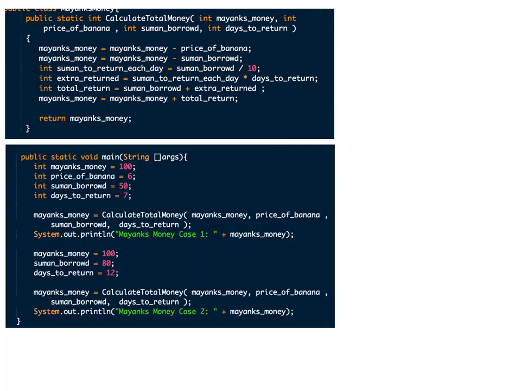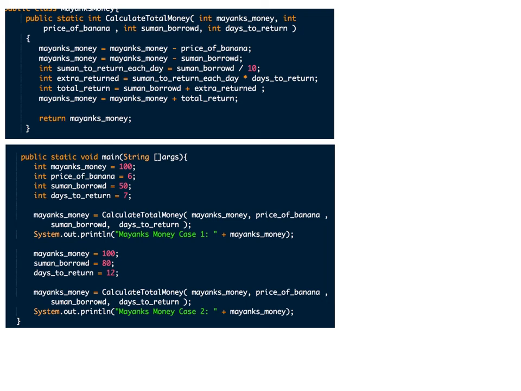And we can absolutely call it in various ways. In one example, you see 100, 6, 50, and 7, which is my money 100, price of banana 6, borrowed was 50 and days to return was 7. All that we did was, it's like a machine now. In this machine, we provided this input, and the machine gave us an output. Once again, we stored that output in this variable, as we were showing those memory blocks in the previous slides.